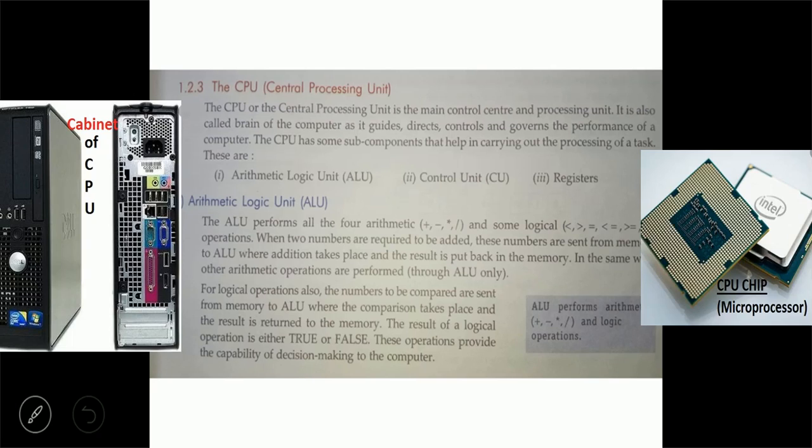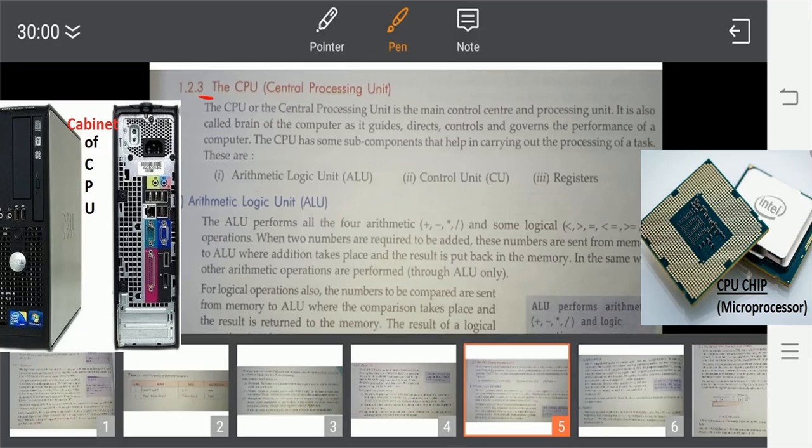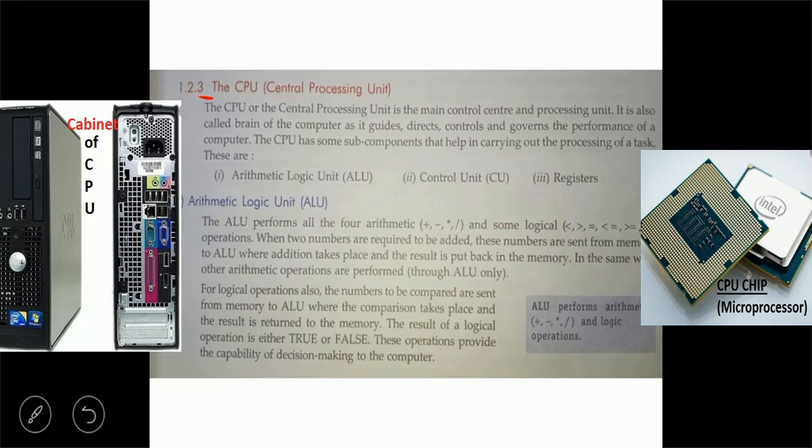The next component of the computer system is the CPU, central processing unit. You must be knowing that the CPU is also called the brain of the computer. The CPU is the main control center and processing unit of a computer. It is called the brain of the computer, as it guides, directs, controls, and governs the performance of a computer system. Now the CPU has three parts, mostly two parts, that is ALU and CU. Another part works like memory, that is register. So if you study all three parts, that will be better.